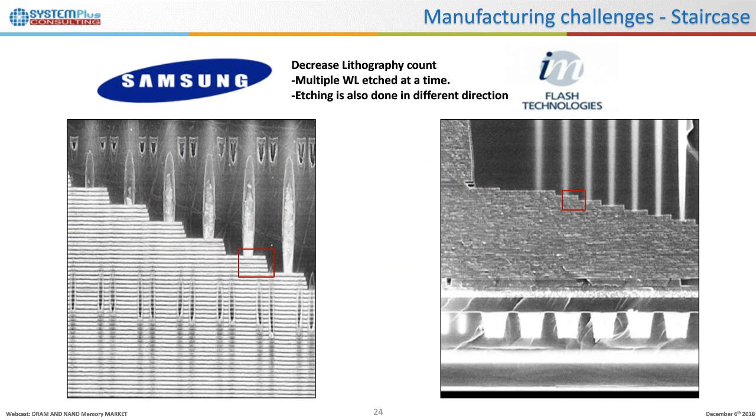So here, as I have said, the challenge that they are facing is staircase etching. The main thing that they are trying to do is to decrease the lithography count. So how do they decrease the lithography count? It's by using a patterning technology where they pattern more stairs with each step. So here we have Samsung, which patterns 4 word lines with each staircase that they have.